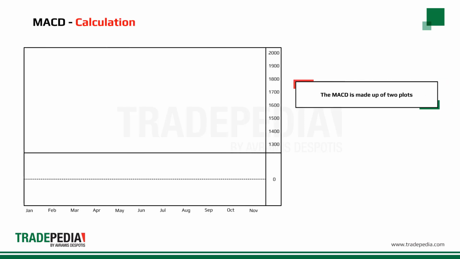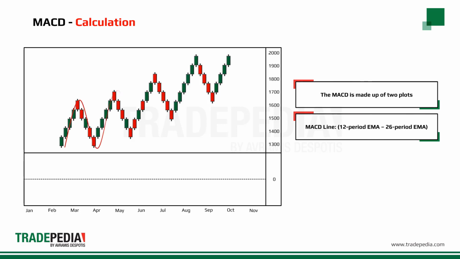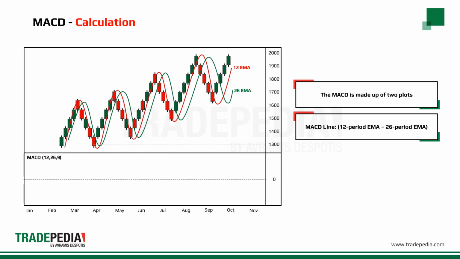The MACD is made up of 2 plots that are calculated as follows. The MACD line, which is the difference between the 12-period EMA and the 26-period EMA. When the 12-period EMA is below the 26-period EMA, the difference between them is 100, so the MACD will be at negative 100. When the 12 is crossing above the 26 EMA, the MACD will be crossing the zero line from negative to positive territory. And when the 12 is above the 26 and the difference in price is 100, the MACD will be at positive 100.